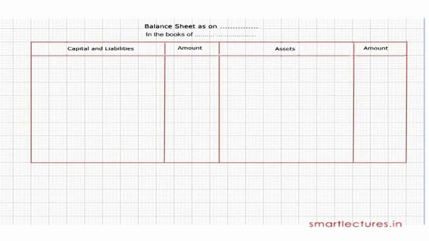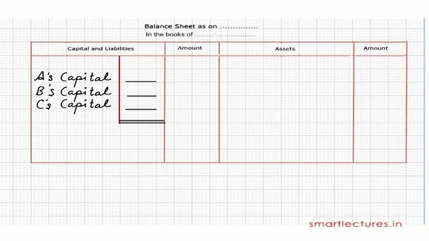Let's see how the balance sheet of a partnership firm looks. The balance sheet is prepared in the same way, in T shape. On the left hand side, all capitals and liabilities are shown, but the capitals are shown as, suppose there are three partners, A's capital, B's capital, C's capital, all written in the inner column. I mean the closing balances of the capital accounts that you have prepared before preparing this balance sheet. And on the asset side, all assets are shown, and in this way the balance sheet is prepared.